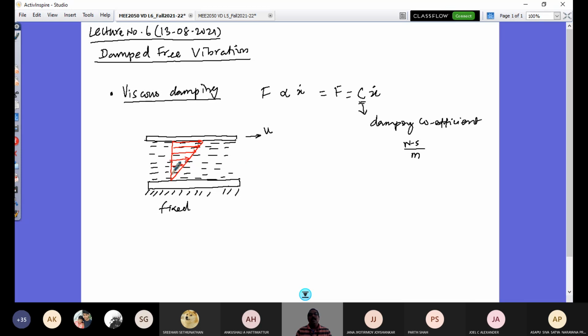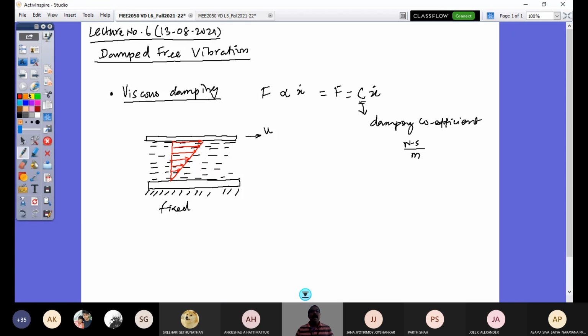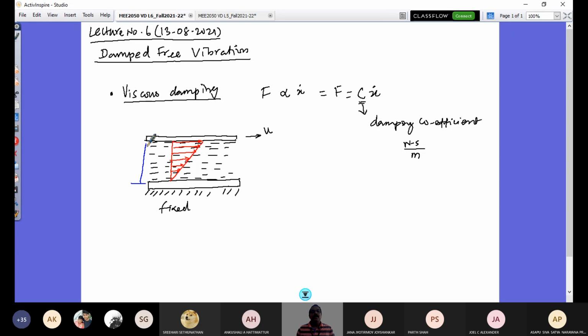So this is the velocity profile of this fluid as the plate is moving relative to the fixed plate, and the layers of the fluid motion are like this. And this is a viscous fluid that has some viscosity. So the plate height, let us see now here. From here, it is at a height of h.